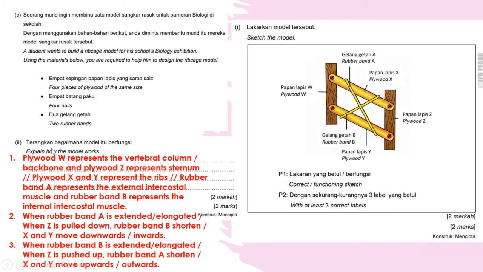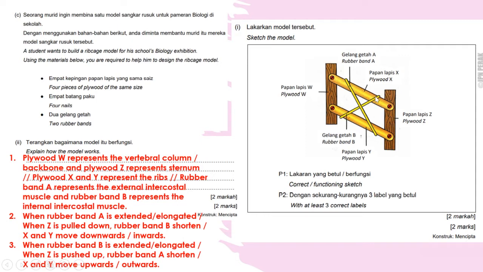First of all, you have to sketch the model. This is referred to the suggested answer. This is referred to the plywood. You are given 4 pieces of plywood of the same size. 1, 2, 3, 4. And then 4 nails. This is a nail. This is also a nail. 4 nails to fit the 4 plywood. And then 2 rubber bands. You have to put them like this.